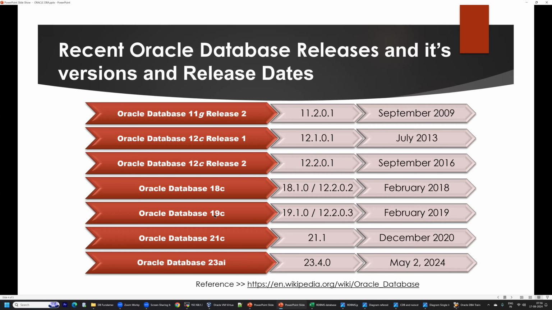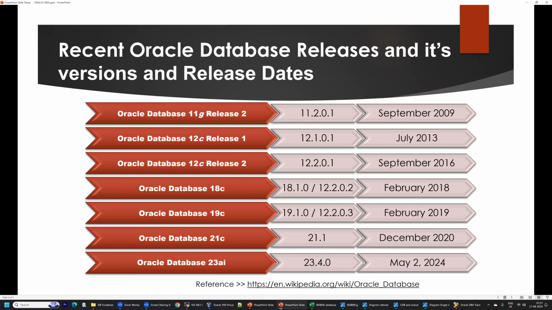Let's say we are talking about 19C. When the 19C database was launched, we had a feature called auto indexing. That means based on the query patterns, automatic indexing can be done. In fact, there's another feature called query quarantine. So if a particular query is causing a lot of problems within the database, we can quarantine that SQL ID.